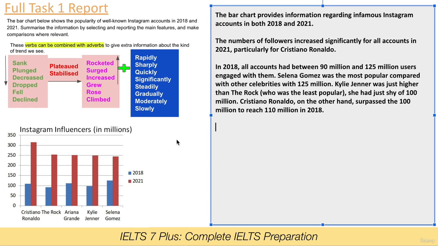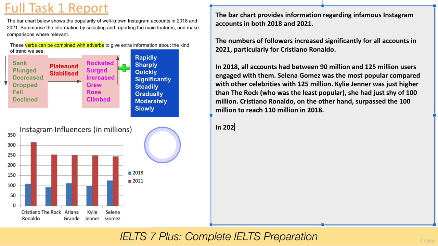Selena Gomez was the most popular compared with other celebrities with 125 million. Kylie Jenner was just higher than The Rock, who was the least popular. She had just shy of 100 million. Cristiano Ronaldo, on the other hand, surpassed the 100 million to reach 110 million. Let's just check that that's okay. 110, yeah. In 2018. Okay, I think that's a strong group. We've double checked the figures, which is really important. And we've edited as we've gone along. So now let's go into our second group, which is, of course, the 2021 group.